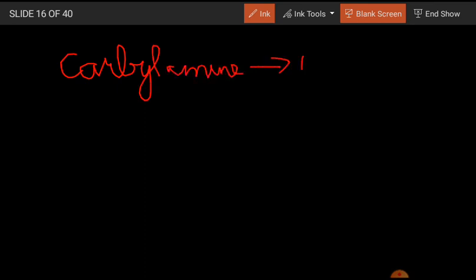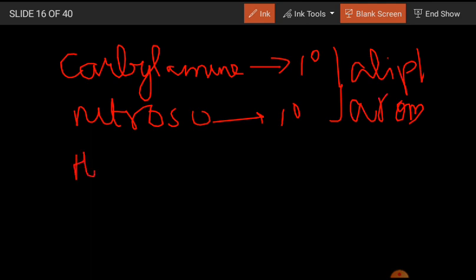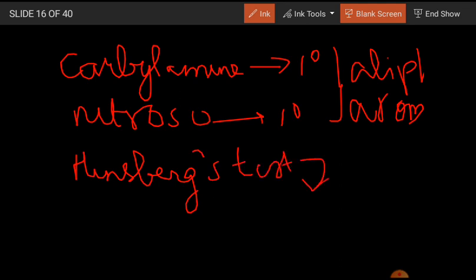So you have to understand that the first test that we studied was the carbylamine test. In carbylamine, it was given by primary only. Nitroso test, primary only, aliphatic and aromatic. And the last one was Hinsberg's test. Hinsberg's test was given by primary and secondary. So tertiary will not undergo any of these reactions, so we can distinguish them very easily.